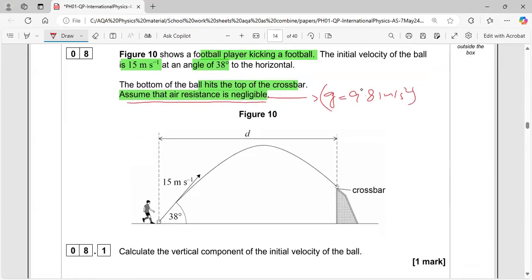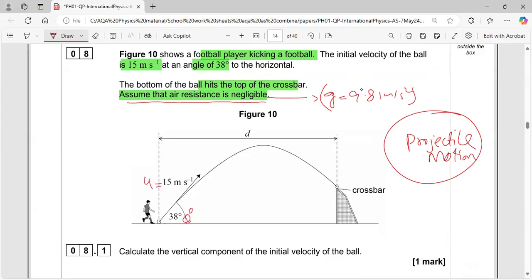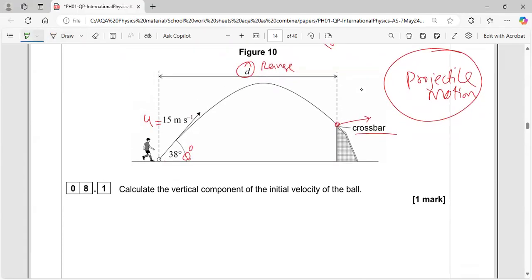Okay, so this is actually a projectile motion question. So you can see here the footballer is hitting with 15 meters per second. This is the initial velocity and this is the angle. And this is the D. D is, you know, the range, the horizontal distance, and this is the crossbar. So, well, unluckily, it's a sad thing that it hits the crossbar and maybe it goes over there. It should be going into the goal. Anyways, better luck next time, you can say.